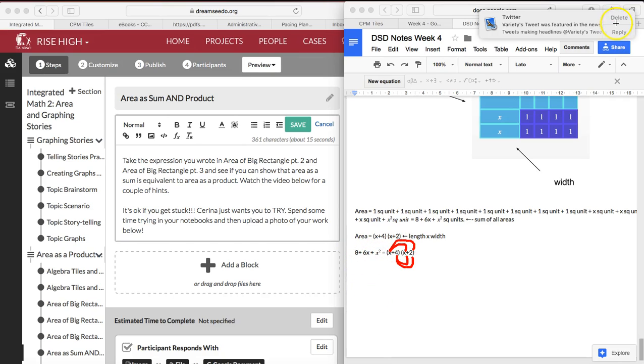Go ahead, spend some time on this. If you get stuck, you can ask for help. But really try your best and then take a photo of your work and upload it to Dreamseedo.